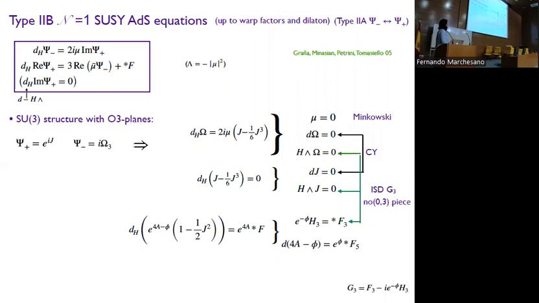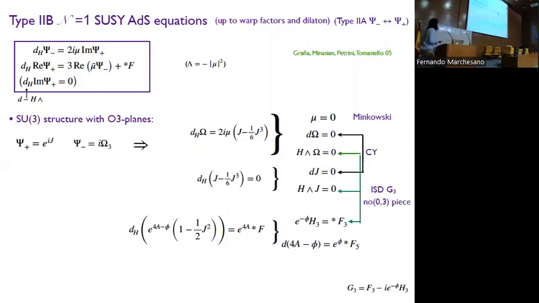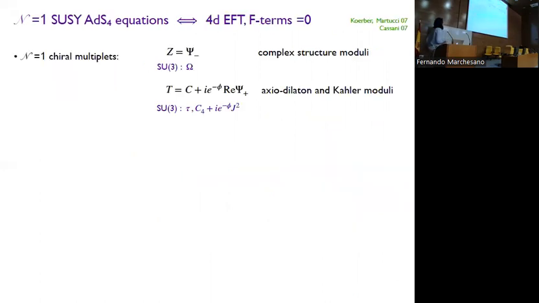So the first one says that it's Minkowski, these two say that it's Calabi-Yau, and these three equations with the fluxes tell you that G3, this complex combination of Ramond and Neveu-Schwarz fluxes, is imaginary self-dual, and it has no (0,3) piece. So it's just (2,1) in terms of this complex structure. Okay, so this much about the solutions with O3 planes. They are Minkowski. Again, the flux is imaginary self-dual, and there is no (0,3) piece. This will be important later.